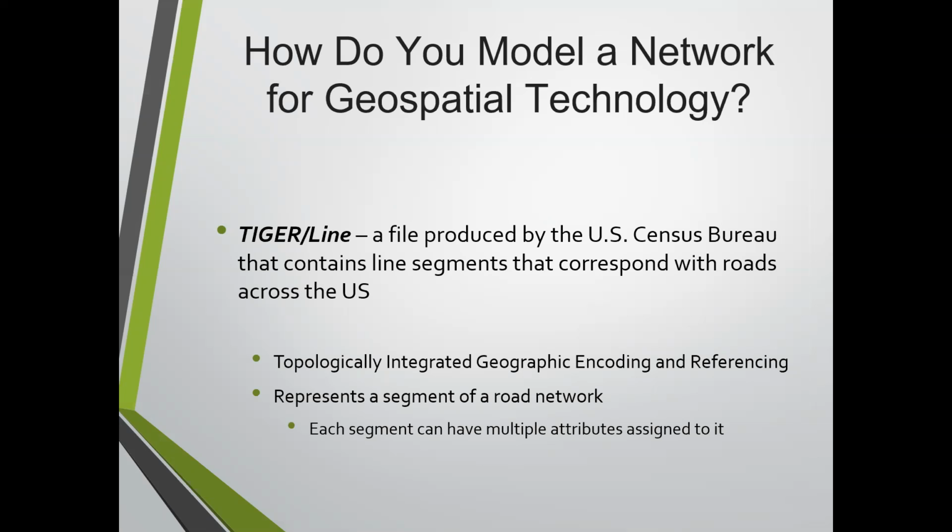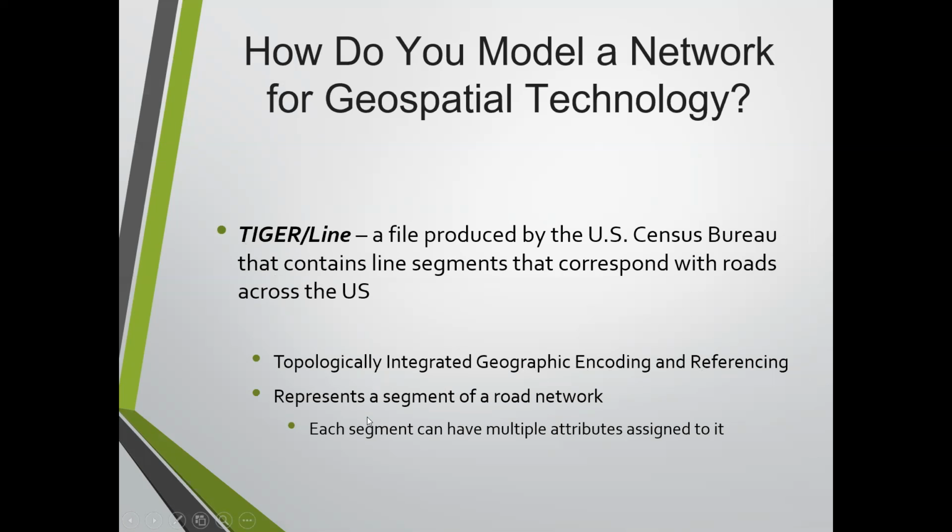Originally they had what were called DIME files. That was also an acronym; I forget exactly what it was. The DIME files came before the TIGER files, and TIGER line files have now kind of superseded that. This contains line segments that correspond with the roads across the whole US. And TIGER stands for Topologically Integrated Geographic Encoding and Referencing. So that's where you get the TIGER.